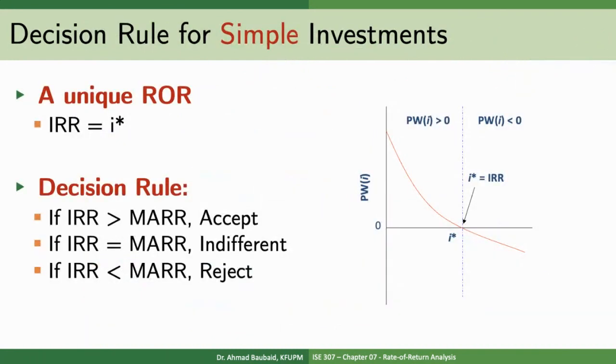Again, for simple investments, we have a unique rate of return. So the internal rate of return is equal to whatever root that we find from this expression here. And our criterion, as before, is, again, if the IRR is greater than the MAR, we accept. If it's equal, we're indifferent. If it's less than, we reject. So this is chapter 5 stuff.